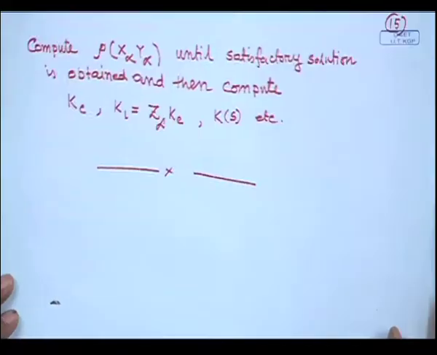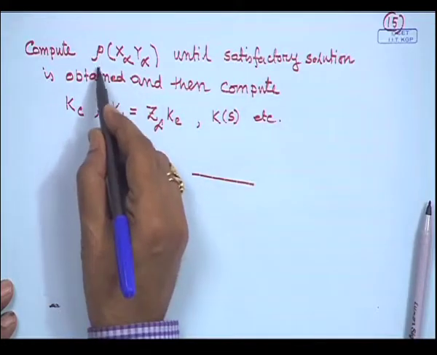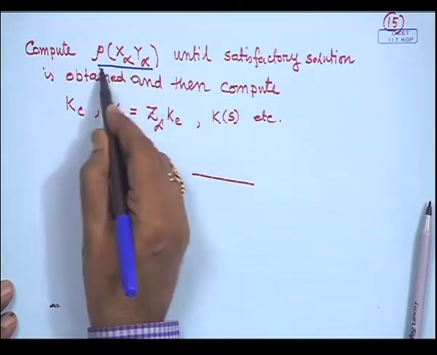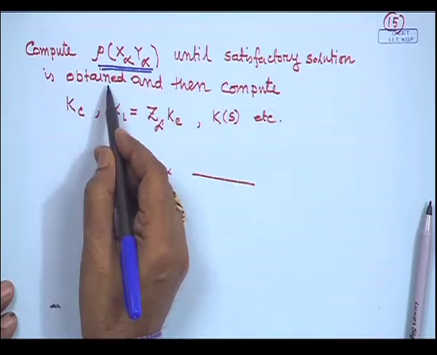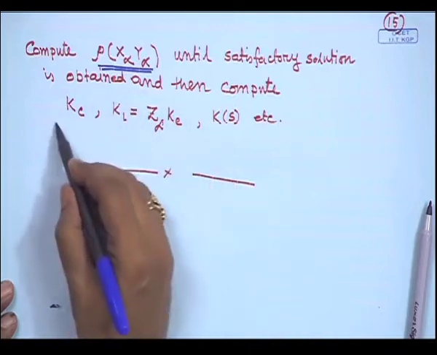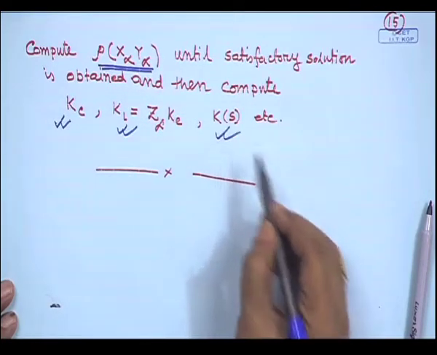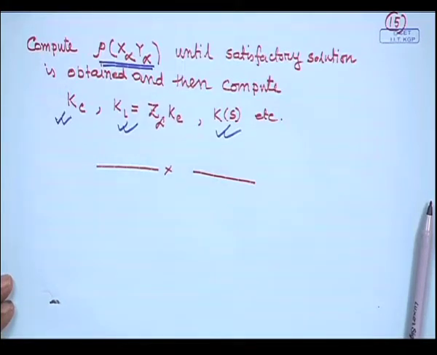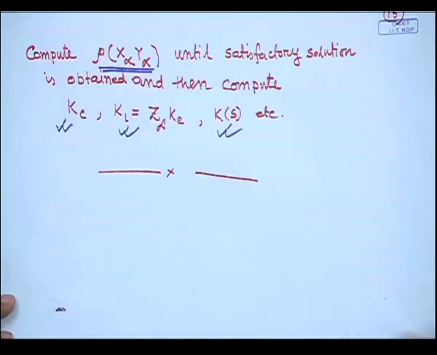So, finally, this is important: compute the spectral radius of the product of these two Riccati solutions until a satisfactory solution is obtained. Then finally you compute K c, K L, K s, etc. to design our controller. So, these are the algorithmic steps.